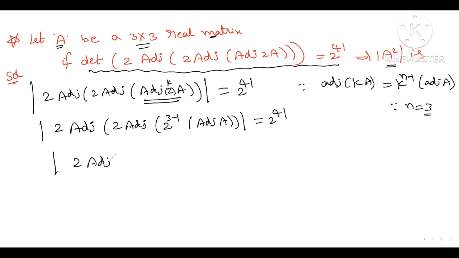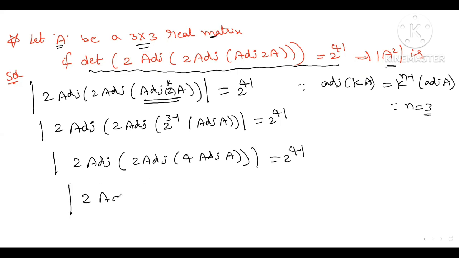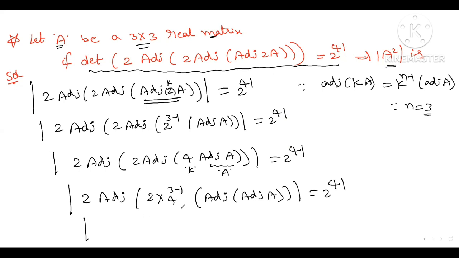So det of 2 adjoint of, how much is this? 4 times adjoint of A. Again we apply the same formula, here K value is 4, and taking A as the matrix: 4 to the power n minus 1, 4 to the power 3 minus 1 into adjoint of A is equal to 2 to the power 41. Here 4 square is 16, so 16 times 2 is 32 times adjoint of A is equal to 2 to the power 41.